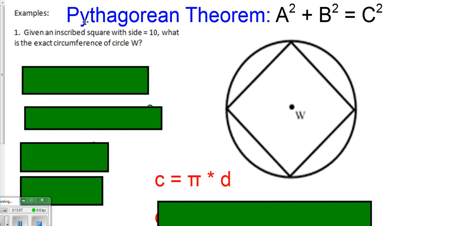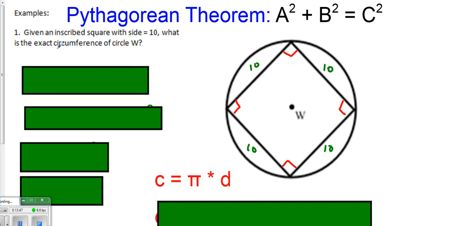For this example, remember that the Pythagorean theorem is a squared plus b squared equals c squared for any right triangle. Given an inscribed square, so this square is inside of this circle. Because it's a square, remember that this is a right angle, this is a right angle, this is a right angle, and this is a right angle. So given an inscribed square with each side being equal to 10, what is the exact circumference of circle W? So all of these sides are 10. Because it's a square, they're all exactly the same.